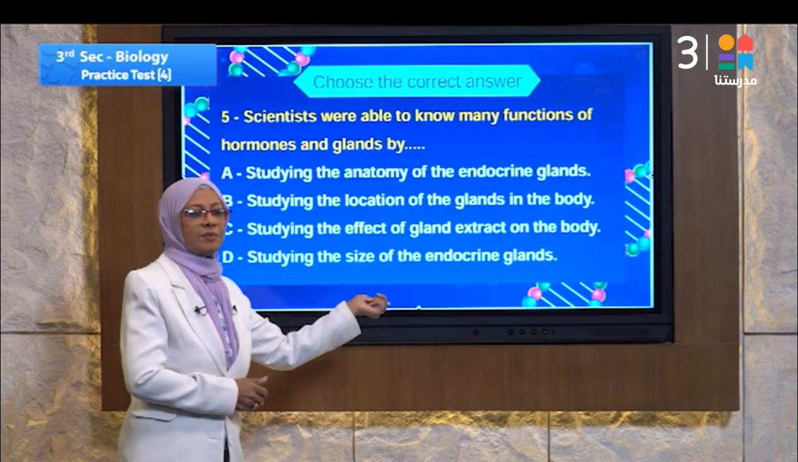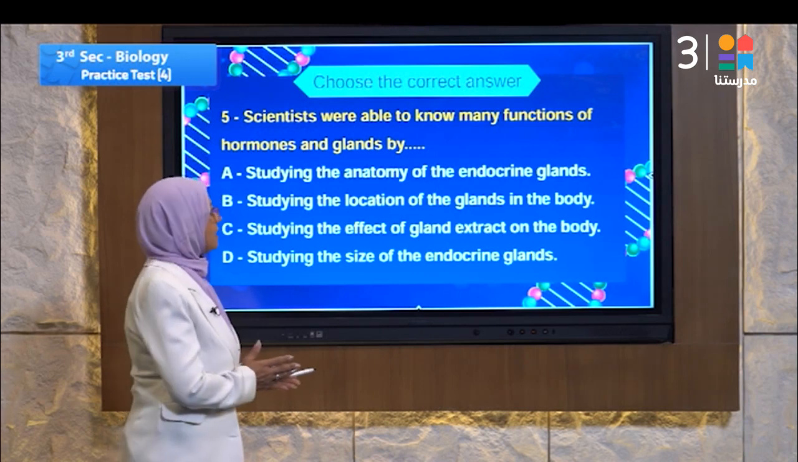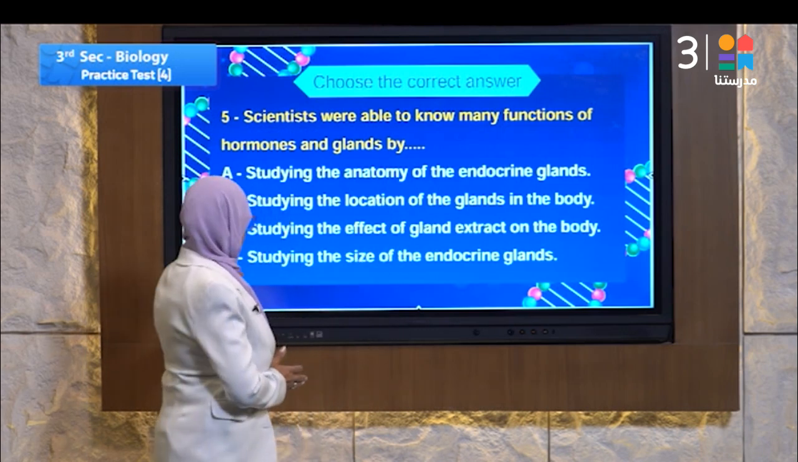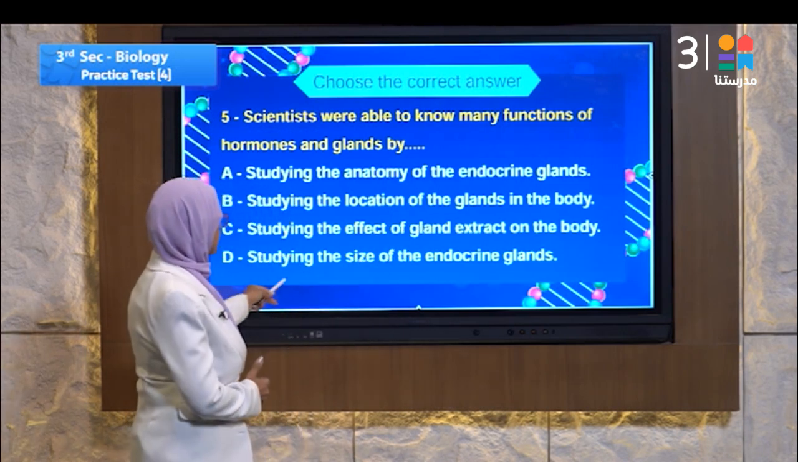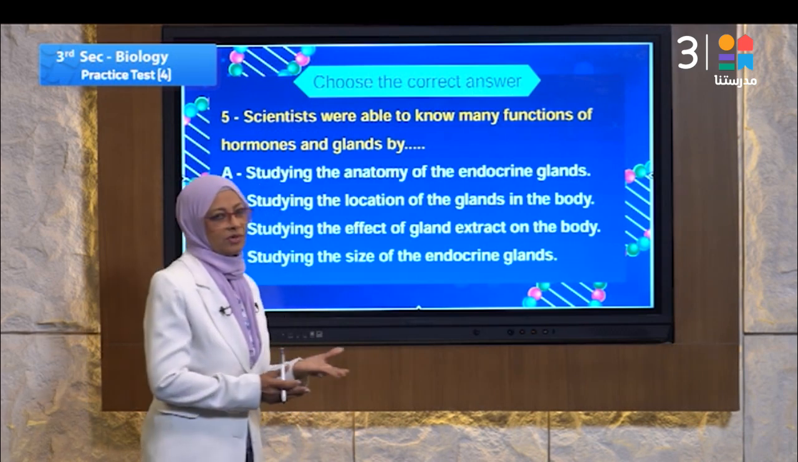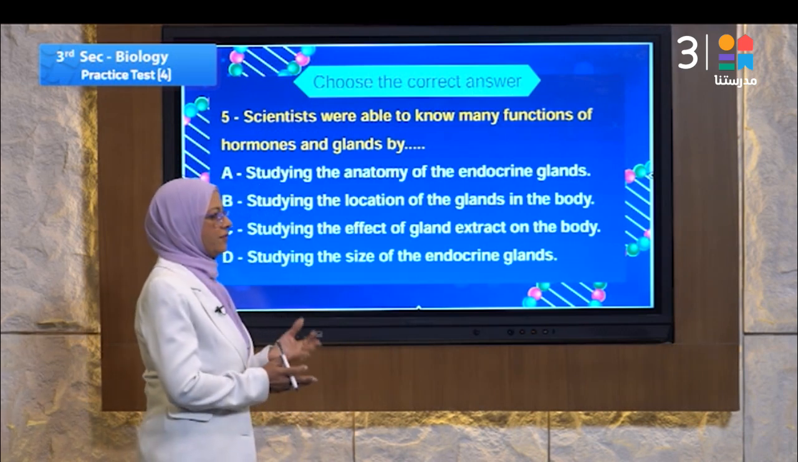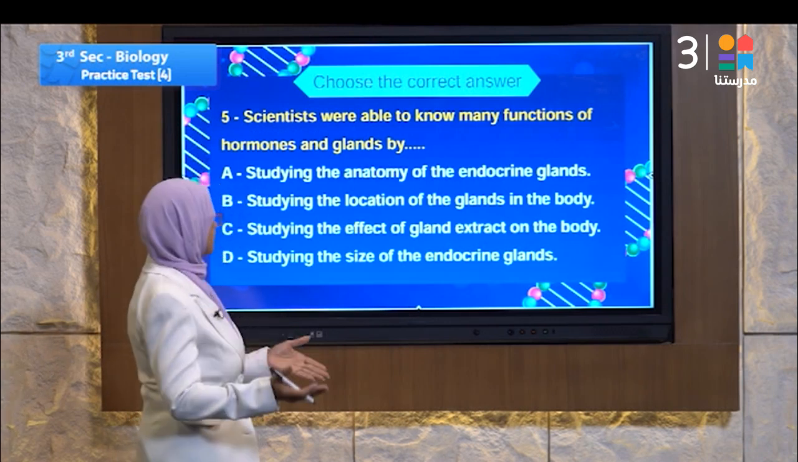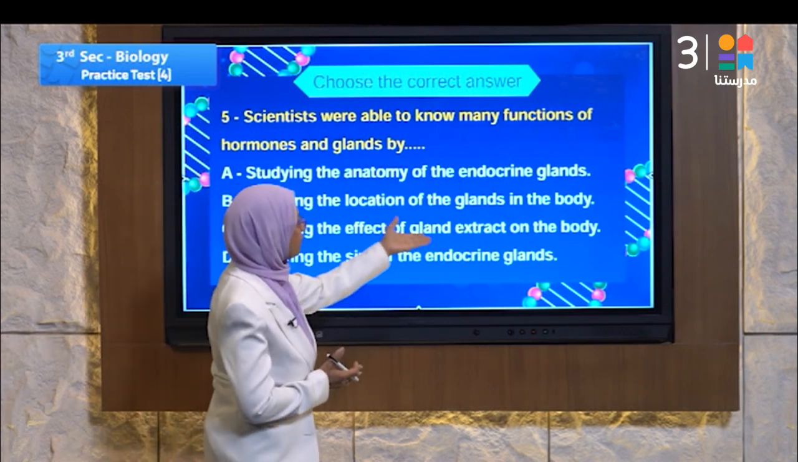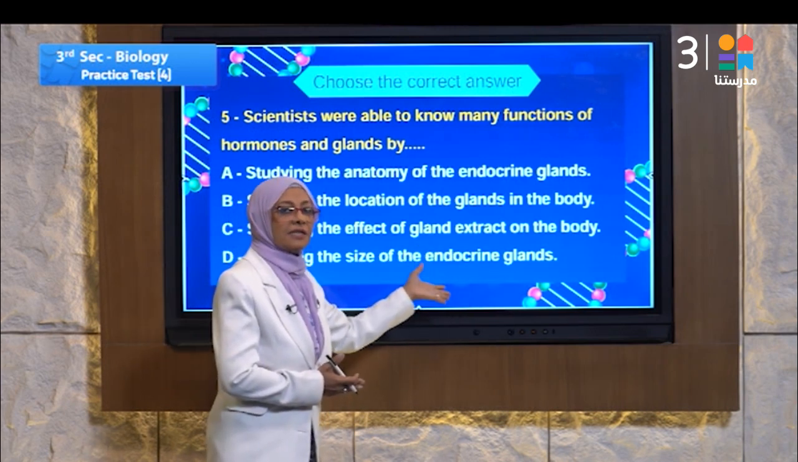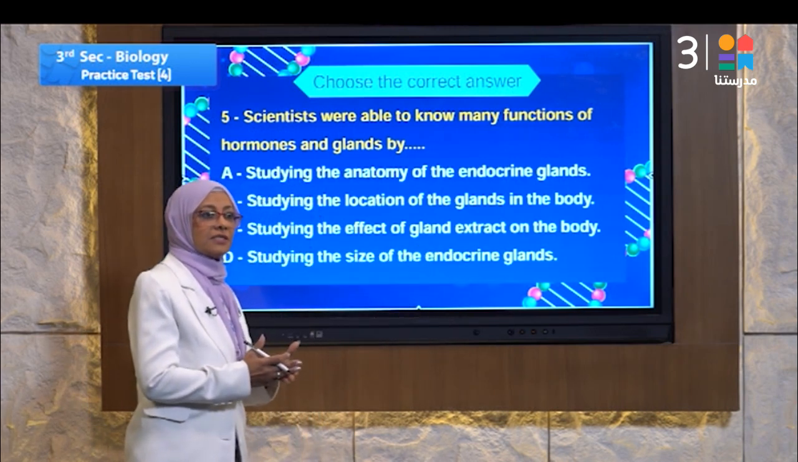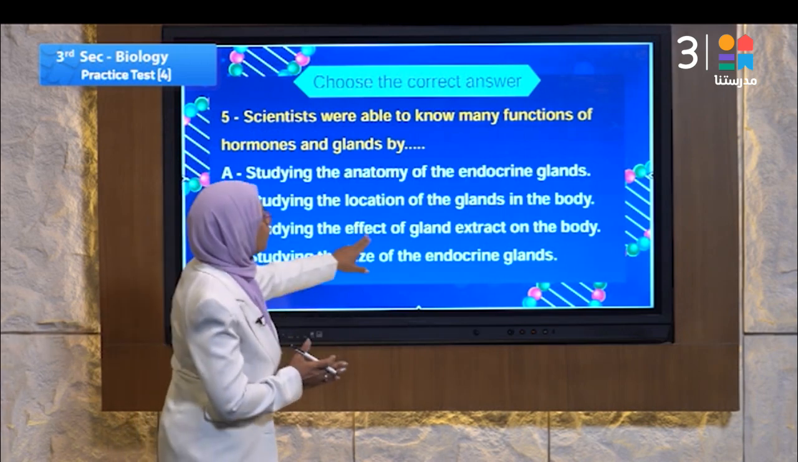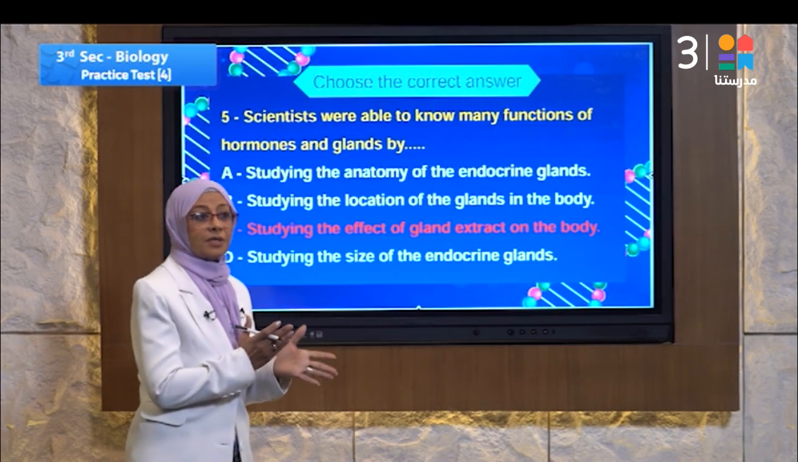Number C, studying the effect of gland extract on the body. It must be the answer because it affects the hormones, the glands, the secretion and the function. So we'll read the last choice. Studying the size of endocrine glands is not affected, but it is affected in many diseases of the hormones and the glands. So the answer must be studying the effect of gland extract on the body, which makes the scientists give a decision for how the gland and the hormone work. So the answer must be number C.